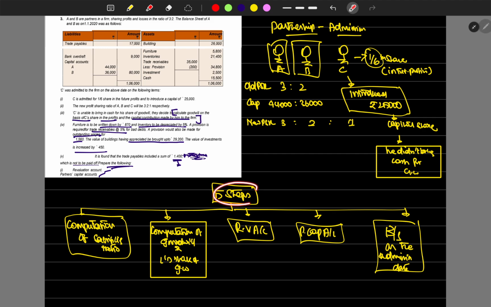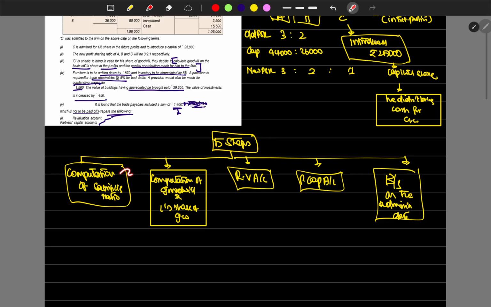Okay, the step is this. We have to find out the sacrificing ratio. Sacrificing ratio for what?